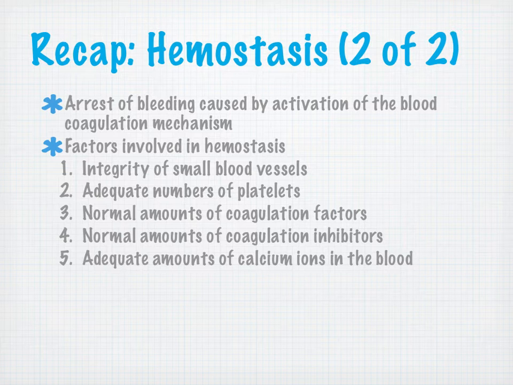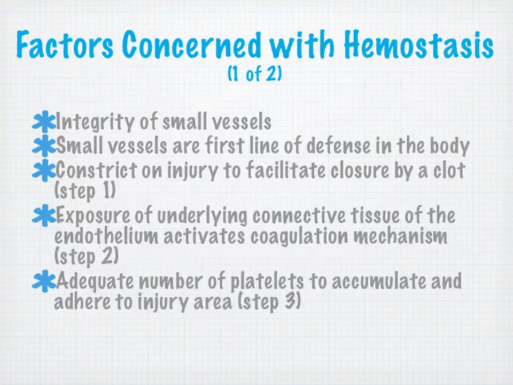You need your small blood vessels to work. You need enough platelets. You need enough coagulation factors. And you need enough coagulation inhibitors because we don't want to overclot, as we're going to see here later in the slideshow. That's a really bad idea. And we need adequate amounts of calcium ions in the blood. So calcium and potassium, I'm sorry, not potassium at all. Forget I said that. Calcium and vitamin K. K in this case does not mean potassium. K means vitamin K. So we need calcium, we need vitamin K.